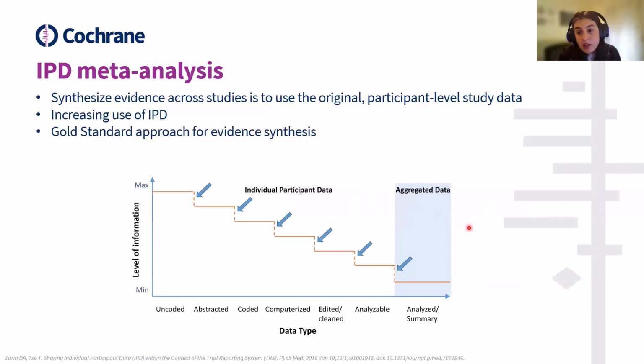It is considered the gold standard approach for evidence. The reason behind this is that with IPD, we have the maximum level of information available. We can see in this graph that the more we process and compress the data, the less information we have. So the more information we throw away until we reach the synthesis of aggregated data.